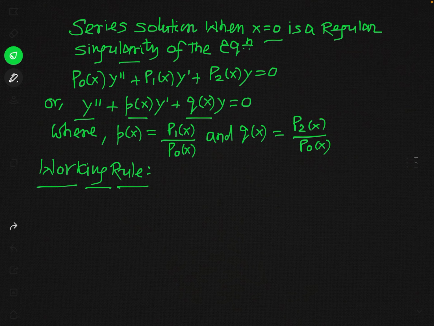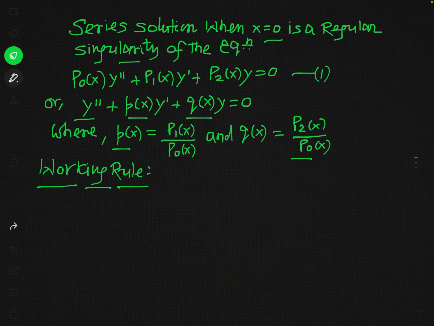In fact, here you can see I have substituted for p1 of x over p naught of x equal to this small p of x, and p2 of x over p naught of x equal to a small q of x. In fact, the point x equal to 0 is called a singular point of this equation. Let us say this equation is 1.